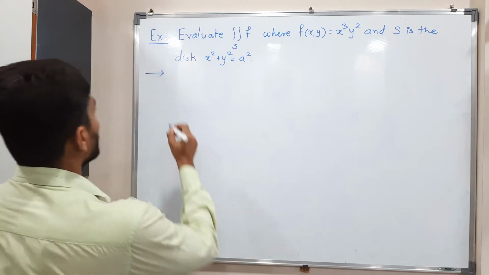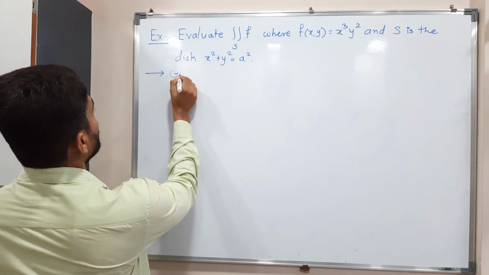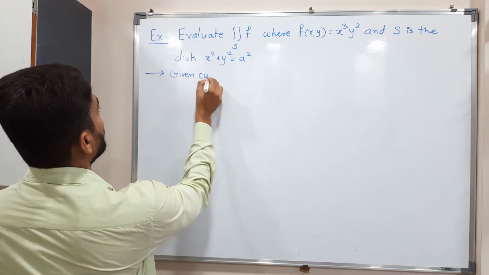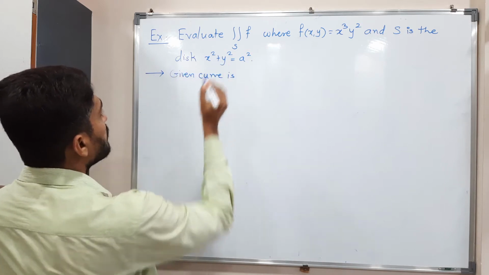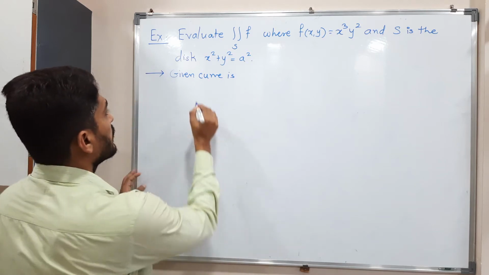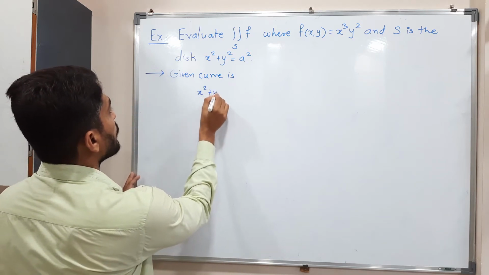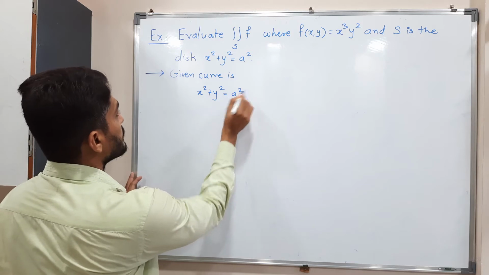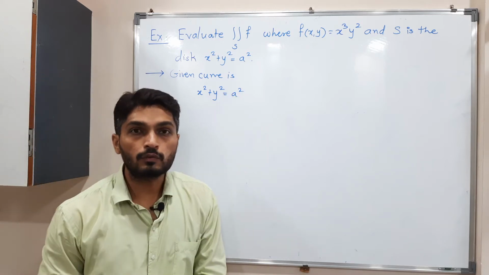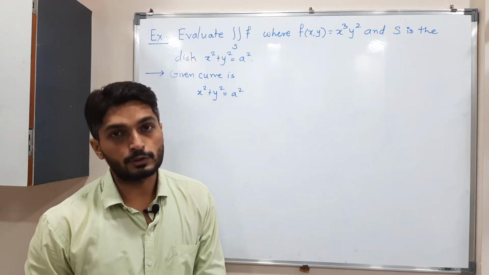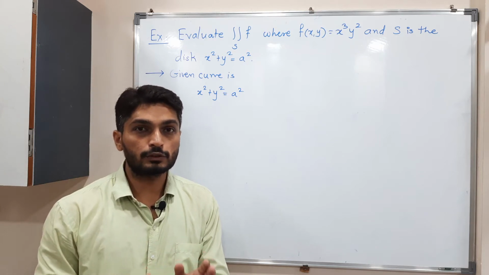What have they mentioned here? I will mention the given region, or simply the given curve. Only one curve they have mentioned. What is it? X square plus y square is equal to a square. Do you know this is the equation of what? Yes, this is the equation of a circle, the standard circle.